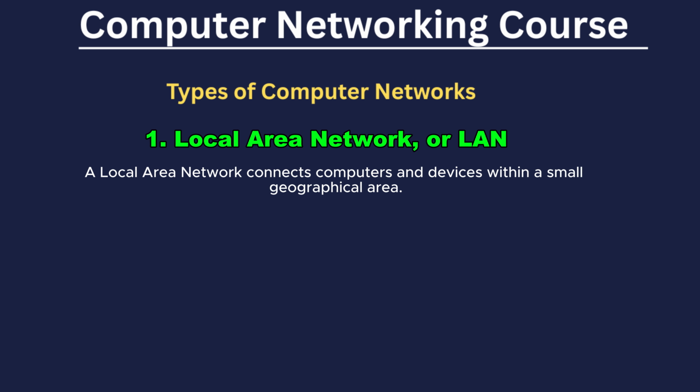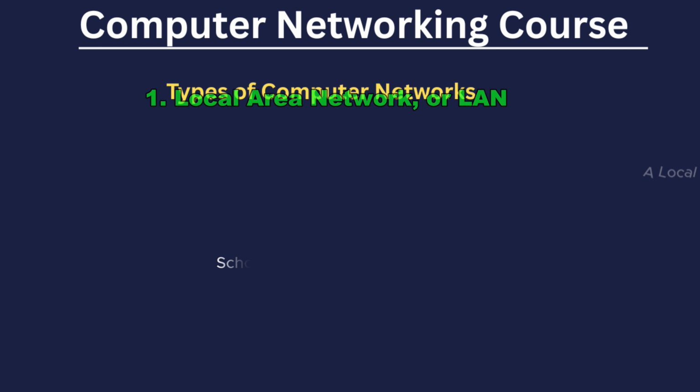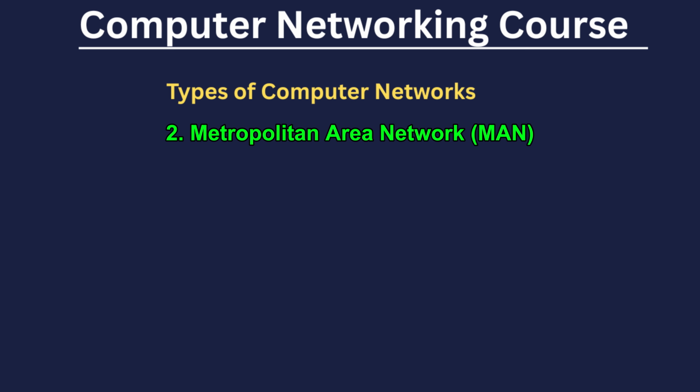A local area network connects computers and devices within a small geographical area. Examples include a home Wi-Fi, a school computer laboratory, an office network, and cyber cafes. LANs provide high-speed communication and are usually managed by one organization. We'll move to the next type, which is the metropolitan area network, which we call MAN.